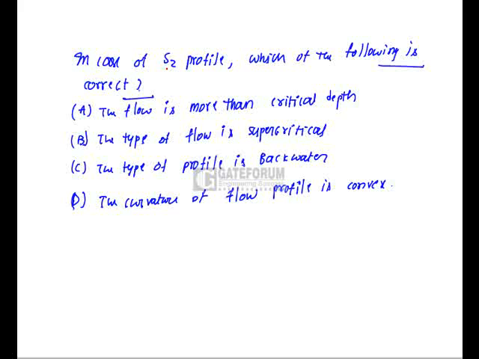Mildly steep critical profiles are going to be there. The S2 profile is one type of profile, and in this case flow is more than critical depth. Not correct. The type of flow is supercritical. Yes, the type of flow is supercritical. The type of profile is backwater, not correct. The curvature of flow profile is convex, no, it is concave. So this is not correct. So option B is the correct statement with respect to the S2 profile.